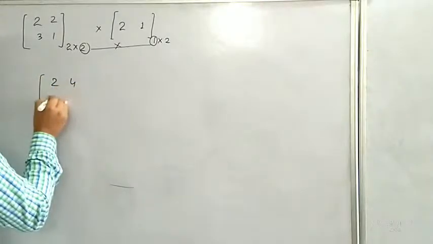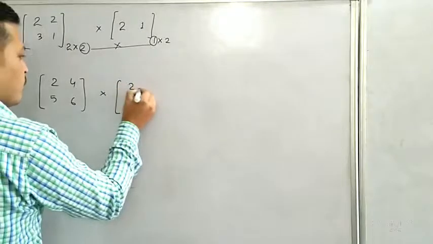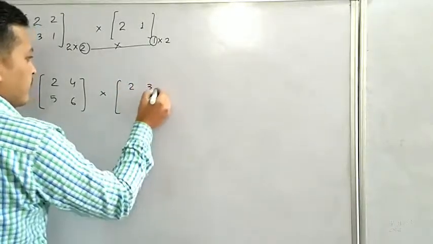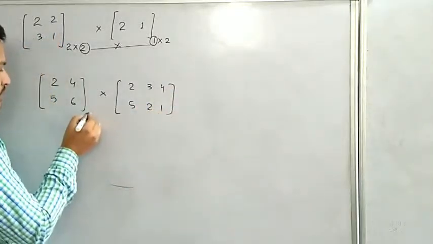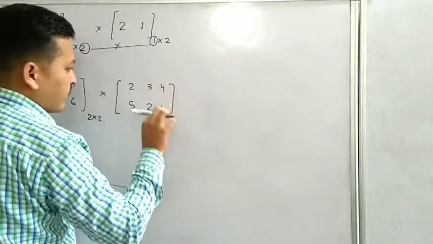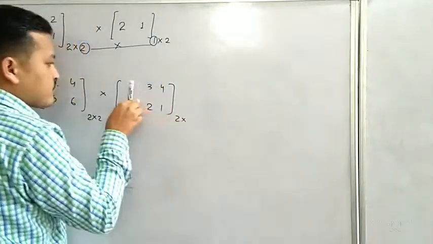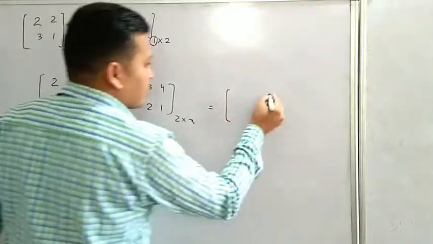[2 4; 5 6] cross [3 4 5; 2 1 3]. The order of the first matrix is 2 cross 2, and the order of the second matrix, first row, second row, so 2 into column is 3, so 2 into 3. So what will be the order of the resulting matrix?